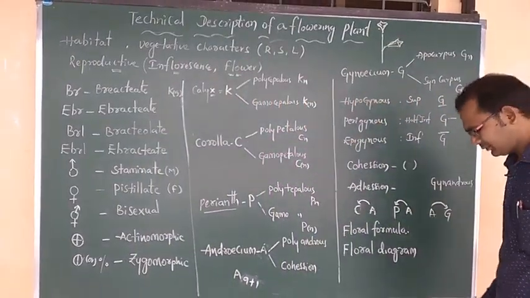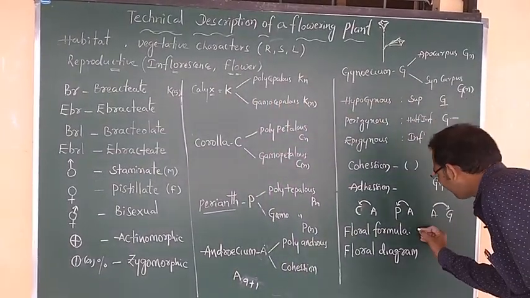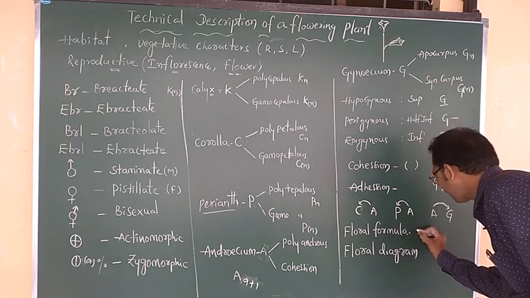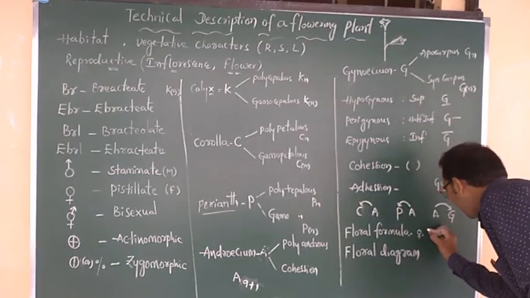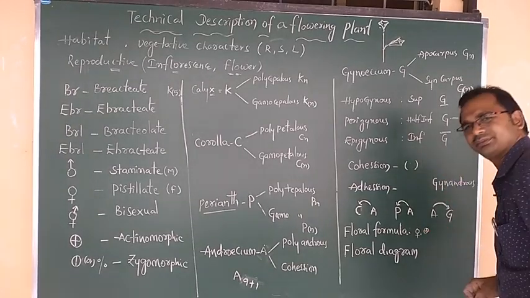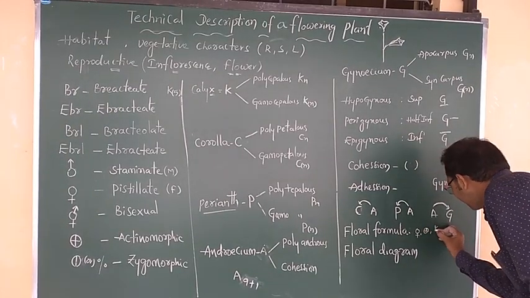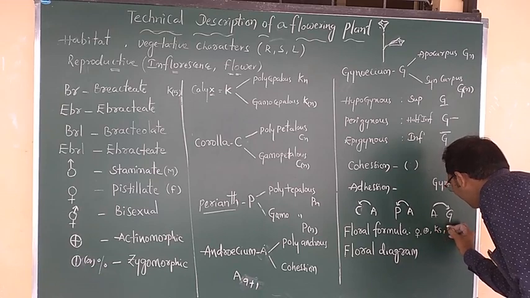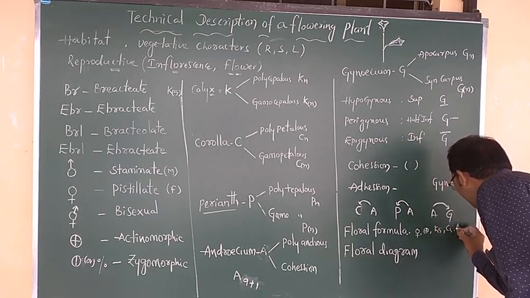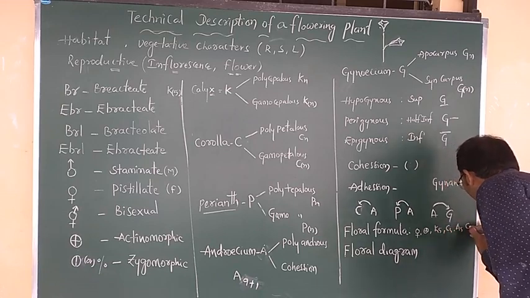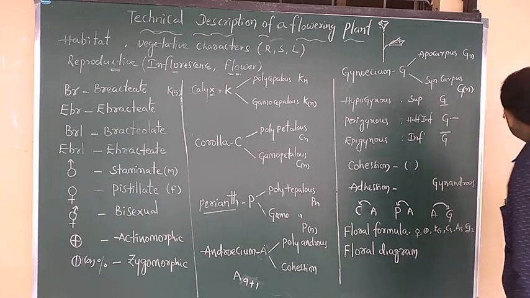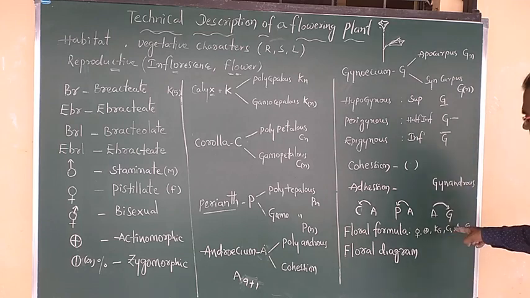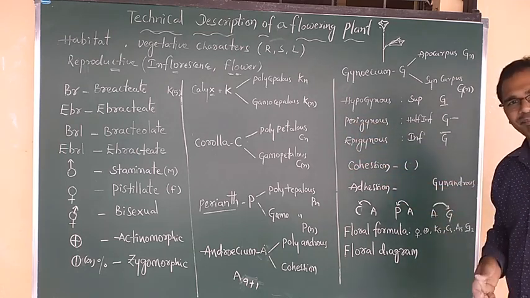For example, what is the floral formula? The flower is bisexual. I am writing like this. That is called an actinomorphic flower. Sepals are 5, K5. Petals are 5, C5. Stamens are 5, A5. Gynoecium, 2 carpels and superior ovary. Based on the symbols we are writing, that is called floral formula.